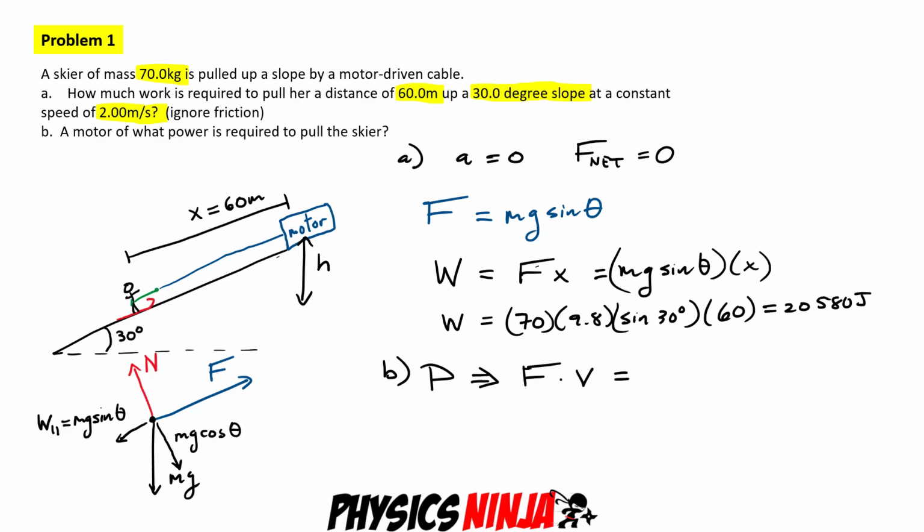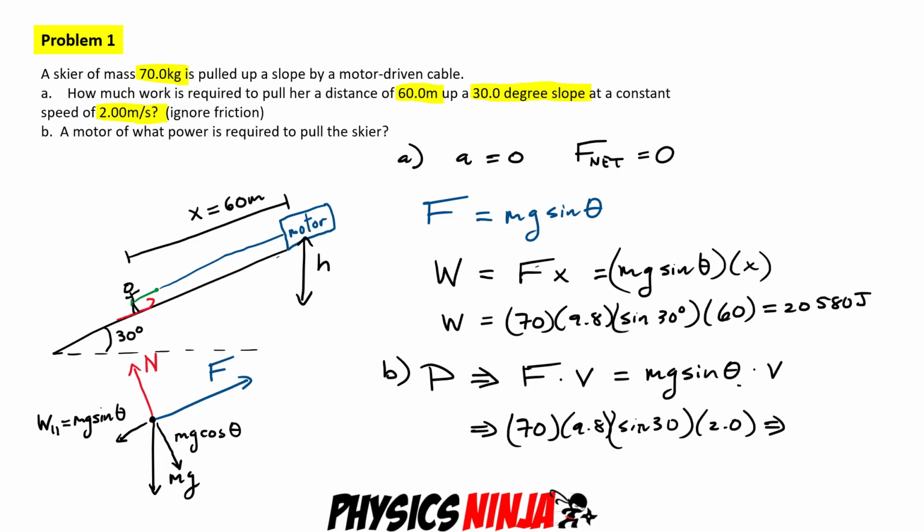So what are we going to have here? The force is mg sine of 30 degrees, sine of theta, multiplied by the speed v. Now we just substitute our values. So you get a mass of 70, you get 9.8, sine of 30, and multiplied by the speed, which they've given us here is 2 meters per second. Put that in the calculator. I think I got something like 686. That is measured in watts. So that is my power for this problem.